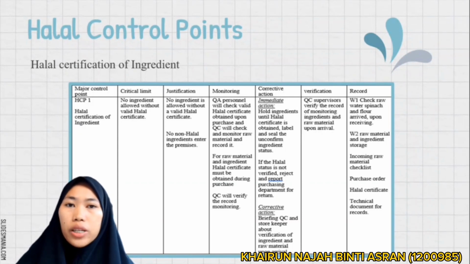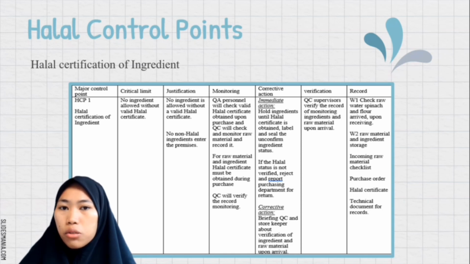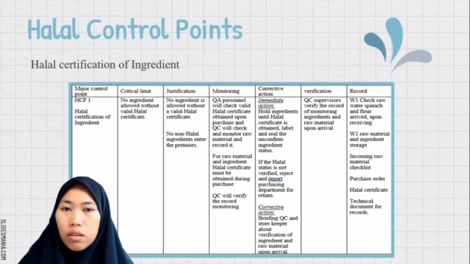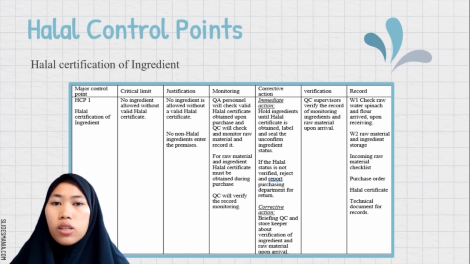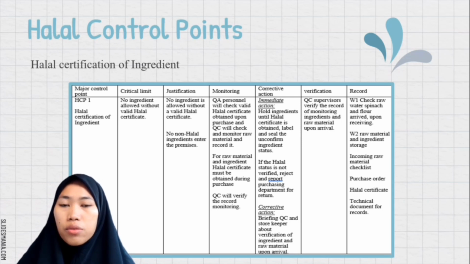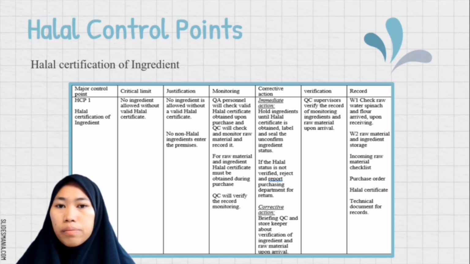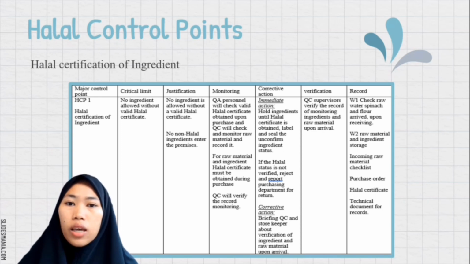The first halal control point in the process is halal certification for ingredient. So, in the process, no ingredient is allowed without a valid halal certification. The QC and QA will take place in checking the material we receive, and it will be recorded upon receiving the material. So the corrective action if there is any error during the process is that we will hold the ingredient until the certificate is obtained. If the halal status is not verified, we will reject the material and report to the purchasing department for a return.